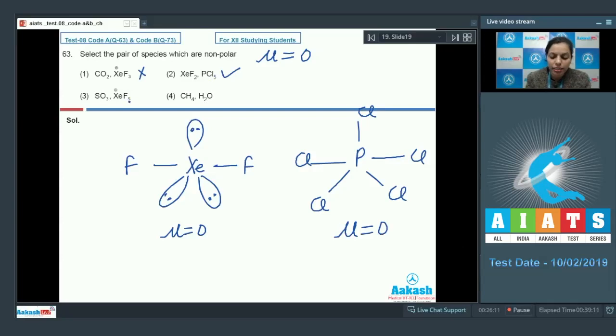Further, SO3 and XeF5 positive. In the case of SO3, this species has mu value 0. Non-polar species it is. But XeF5 positive is a polar species, that's why it's a wrong option. For CH4 and H2O, CH4 is non-polar, but H2O is a bent molecule, we know that, and it is a polar species. That's why it's also wrong. So only one pair contains both species which are non-polar with mu value 0. And that's why the answer is 2.